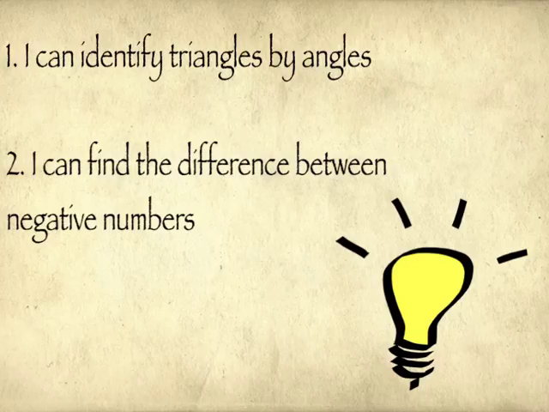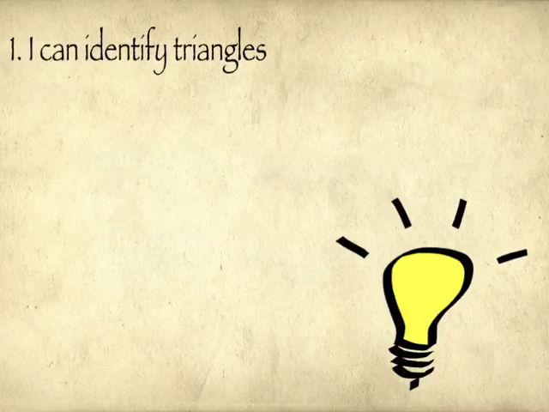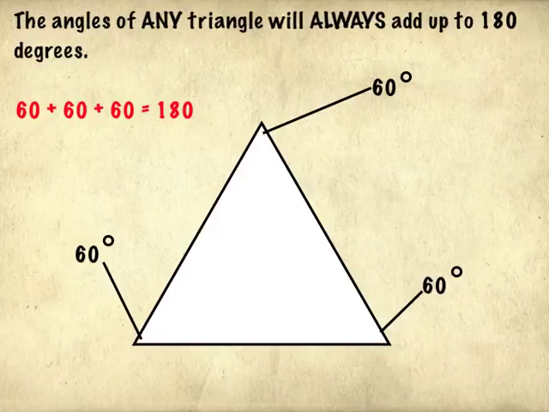Today we're going to review how to identify triangles by angles and how to find the difference between negative numbers. So we'll start by talking about how to identify triangles. The first thing you need to know is that the angles of any triangle will always add up to 180 degrees.